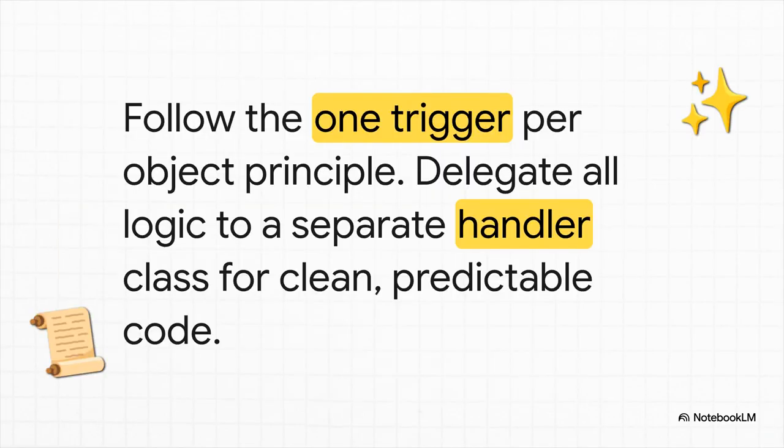Next up, triggers. These are your automation workhorses. They fire off code whenever a record gets created, updated, or deleted. But there is a golden rule. A commandment, really. One trigger per object.